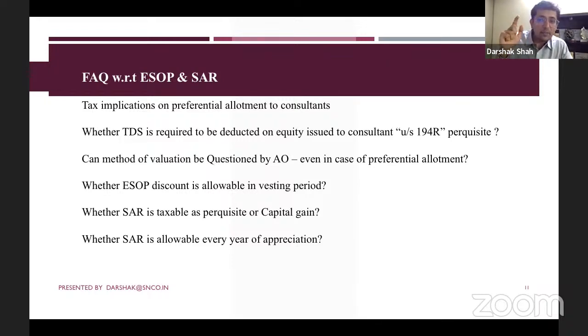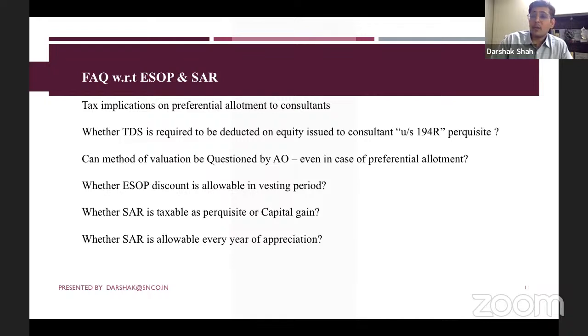Then, though it is debatable, somebody would like to take a stand that this is against my shares investments and not against the preferential allotment. Though of course the strong argument could be that because the shares have been received against the service you have rendered, and you have not paid anything for that, it should be considered as your professional income. Now that's one element which needs to be dealt with when it comes to preferential allotment to the consultant.